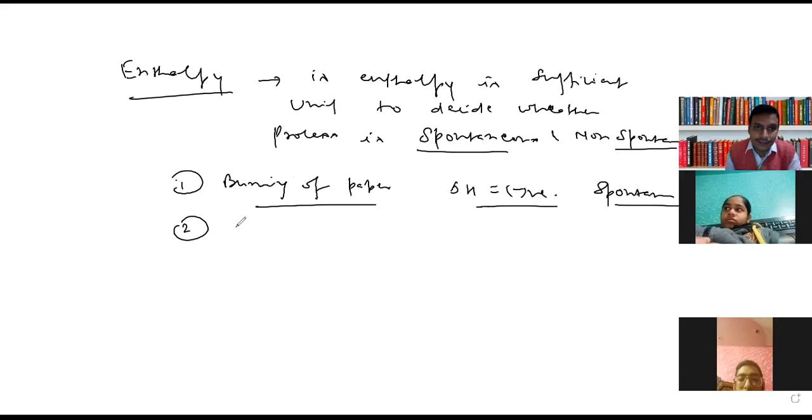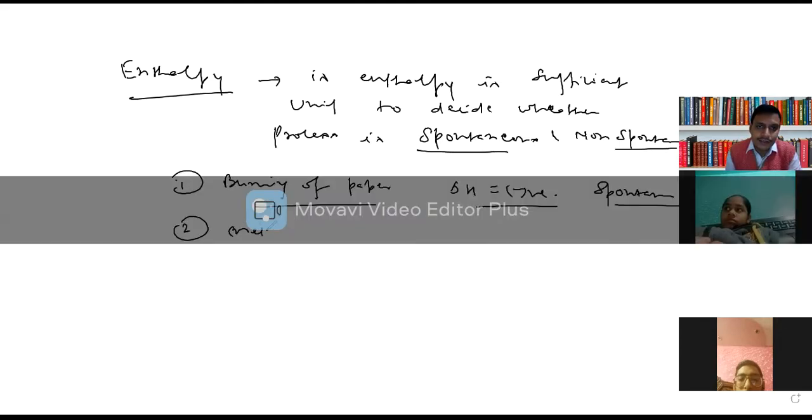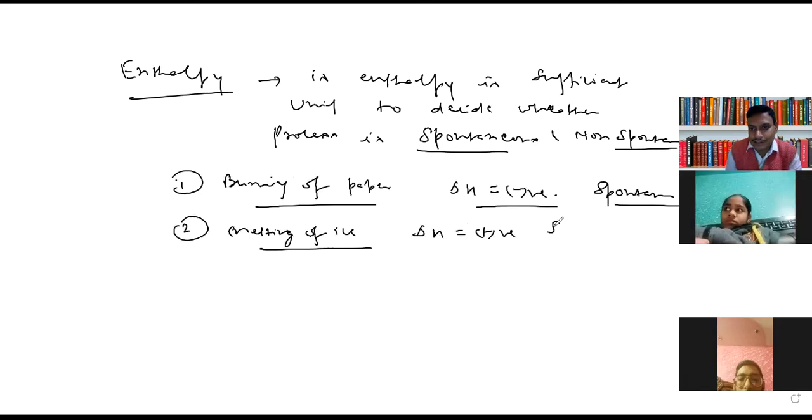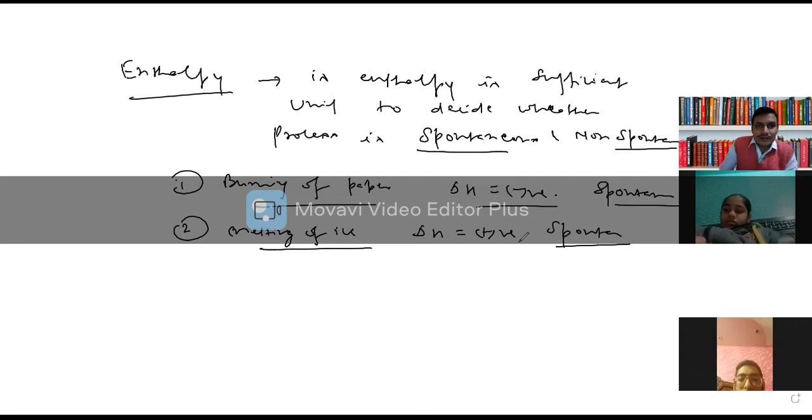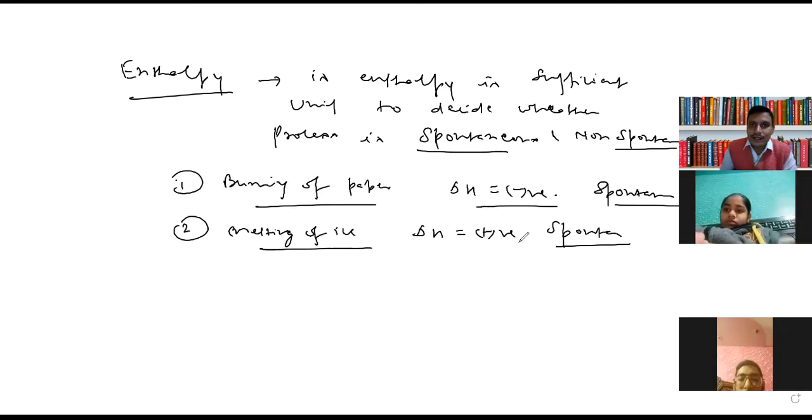But if we take another example, that is melting of ice, this is an endothermic process and delta H will be positive in that. And this is also spontaneous, because melting of ice above 0 degrees is the nature of ice. And burning of paper is also the nature of paper. But in both cases, the sign of delta H is opposite. Despite that, both are spontaneous processes. That's why enthalpy change is not a sufficient unit to decide whether the process is spontaneous or non-spontaneous. Okay? So this is the most important thing.